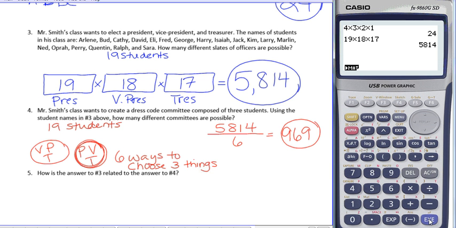and that gives me a total of 969 different committees possible. Sometimes you guys struggle with this division thing, so we're going to talk more about how we can do that without having to figure it out on our own.